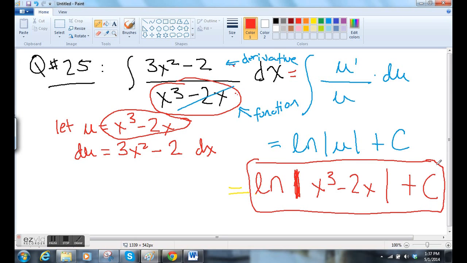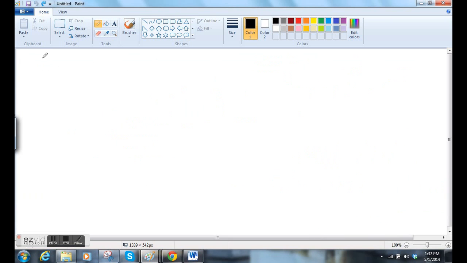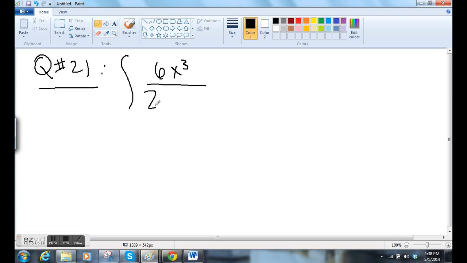One more. Question number 21. Here it is. Your last problem. What I'm going to do with you, you can do more on your own. I'll let you. Integral of 6x cubed divided by 2 times x to the 4th plus 1. That's 2 times x to the 4th plus 1 dx.